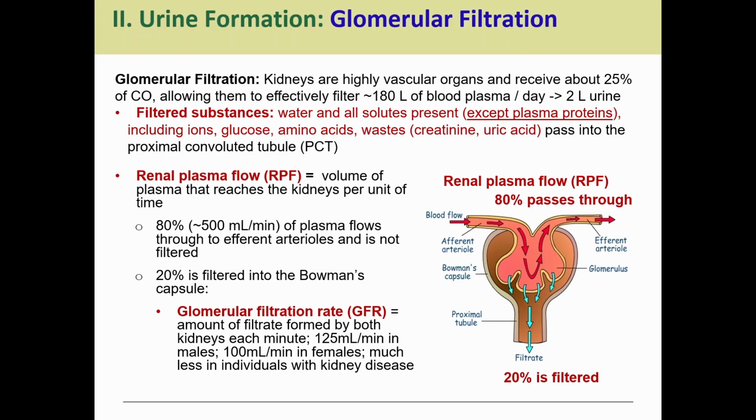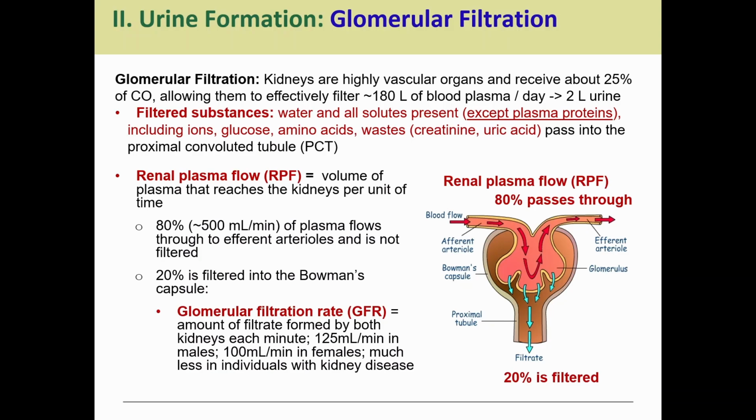So let's go ahead and start with glomerular filtration. The kidney is highly vascular, which makes sense because our job is to filter the blood. It makes sense we would have a lot of blood vessels and receive a lot of blood on a regular basis. We get about a fifth to a quarter of the cardiac output. That lets us filter about 180 liters of blood plasma every day. Obviously, you don't produce 180 liters of urine. Most of that gets reclaimed, and you make about a couple of liters.